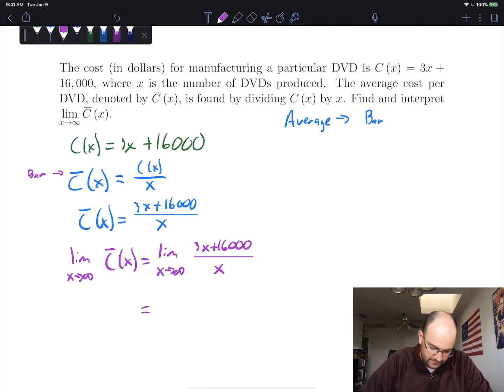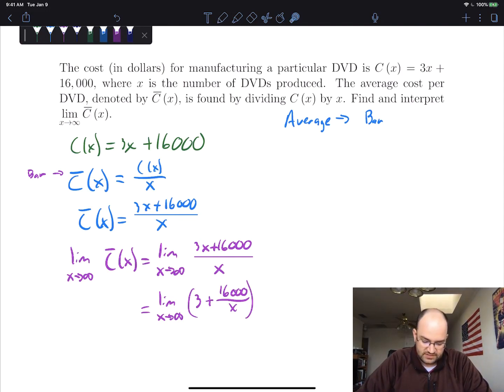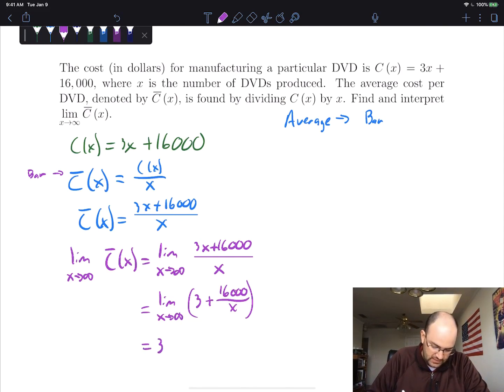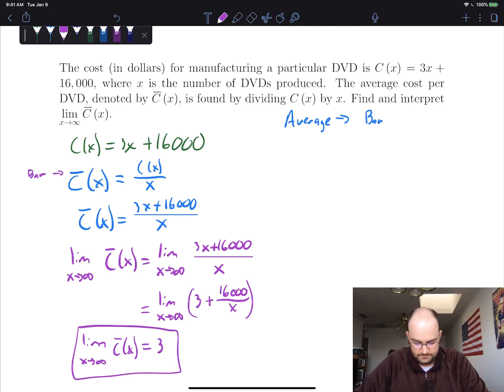So this is going to give us the limit as X goes to infinity of 3 plus 16,000 over X. Notice that to get the 3, it was just 3X divided by X. And then this over here is 16,000 divided by X. And notice that the limit as X goes to infinity of all this, the 16,000 over X is going to go to 0. So this tells me that this is going to equal 3. So therefore, the limit as X goes to infinity of C bar of X is simply 3.